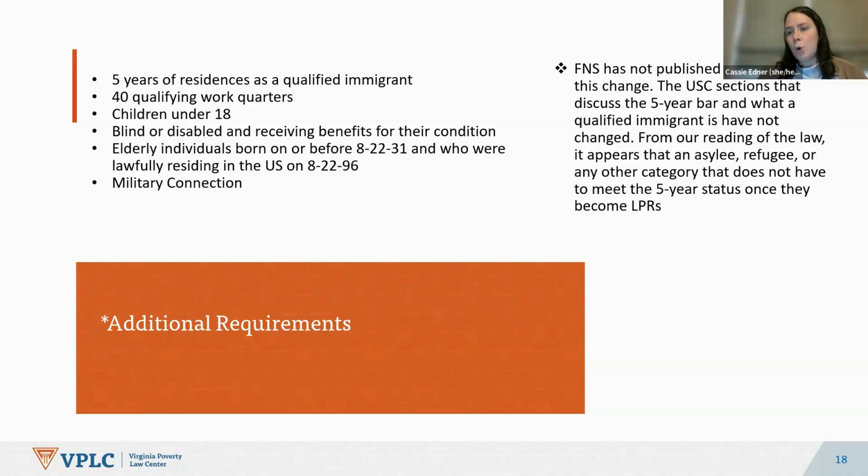Under the code that discusses the 5-year bar, it has exceptions for asylees and refugees. So again, we don't have guidance yet, but it's our understanding that once an asylee or a refugee does become an LPR, they should be exempt under our reading. And again, we are waiting on guidance from the federal government. But this is going to harm a lot of families, because asylees and refugees in Virginia depend on SNAP benefits to help feed them.